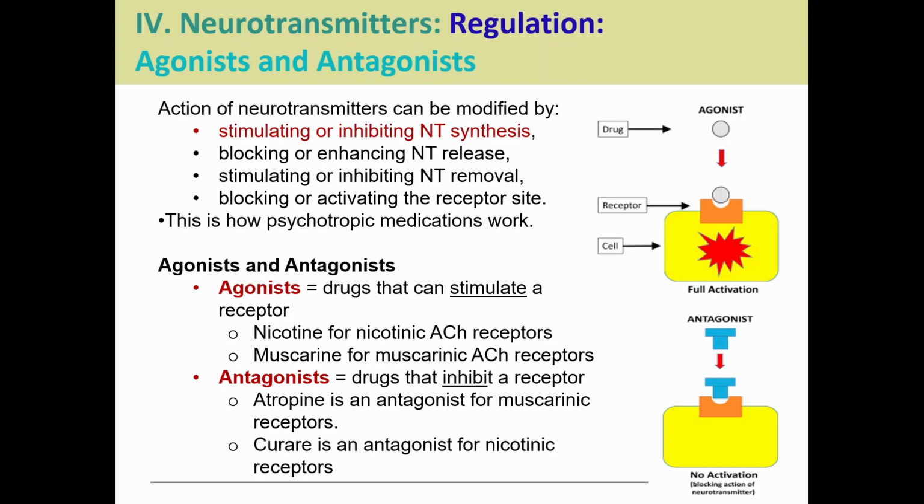Now, agonists are going to stimulate a receptor. For example, nicotine for a nicotinic acetylcholine receptor, and muscarine for a muscarinic acetylcholine receptor, whereas an antagonist is going to inhibit. Atropine, for example, is the antagonist for muscarinic. Again, these are not neurotransmitters. These are drugs that can cause these effects, so that's important to note. And you'll see classes of drugs be called agonists or antagonists in some cases.